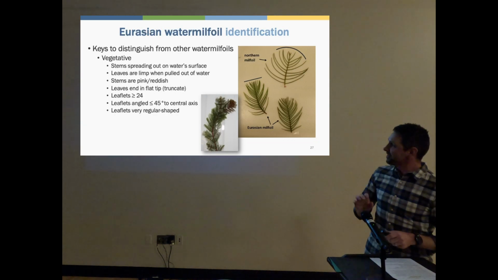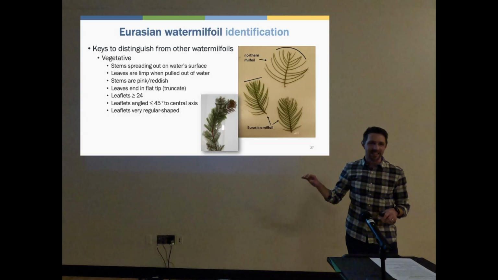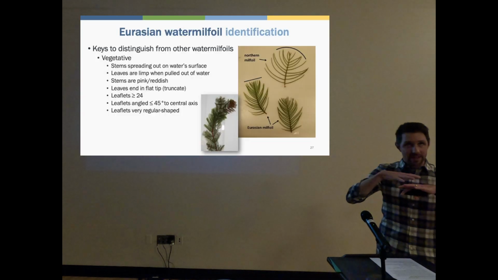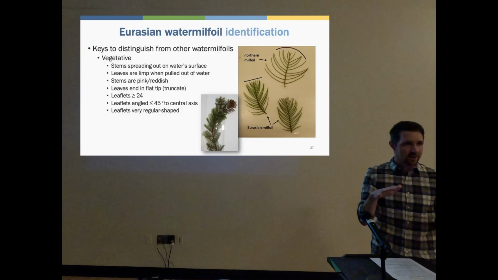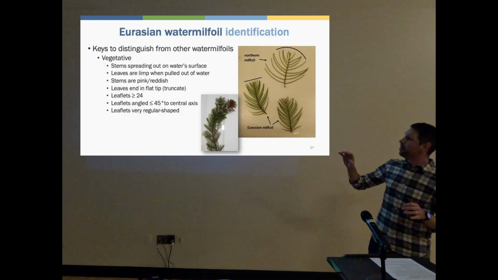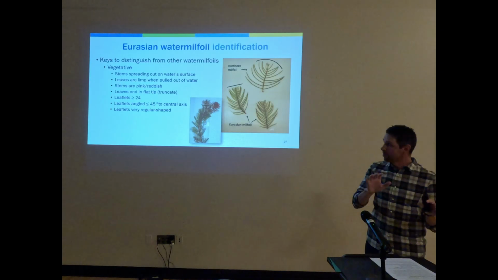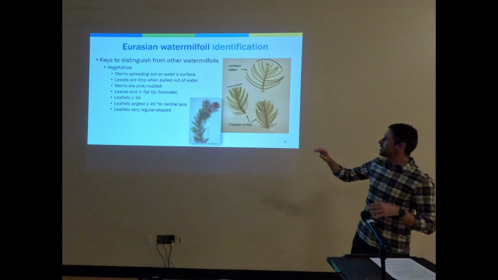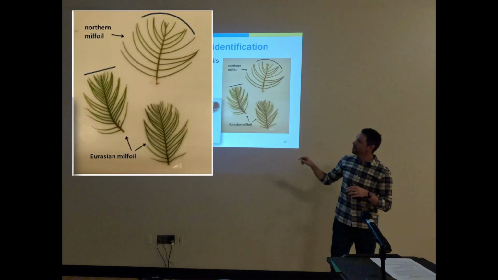Okay, wow, all right, I'm gonna pick up the pace here. So a couple things for ID. Again, its ability to spread on the surface is definitely a cue. None of our other native milfoils are gonna spread out on the surface quite as much. The leaves will often be limp when you pull them out of water. Stems will sometimes be pink or red. Oftentimes the leaves will have this kind of flattened tip up at the top, so these two are Eurasian Watermilfoil.